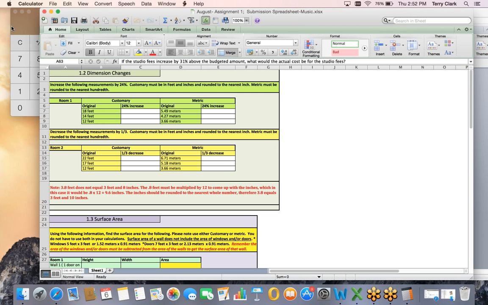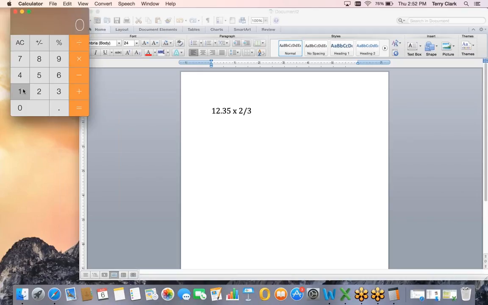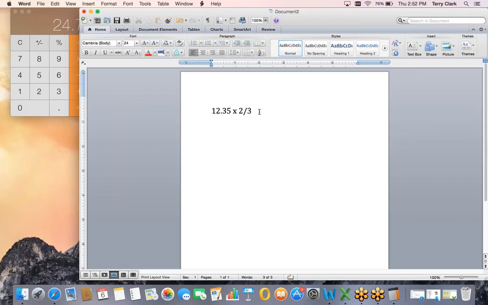Now we've got to do the meters. So we're going to have 12.35, and we're going to decrease it by 1/3. The way we do that is we take the 12.35, multiply it by 2, and that gives us 24.7. Then we divide that by 3.